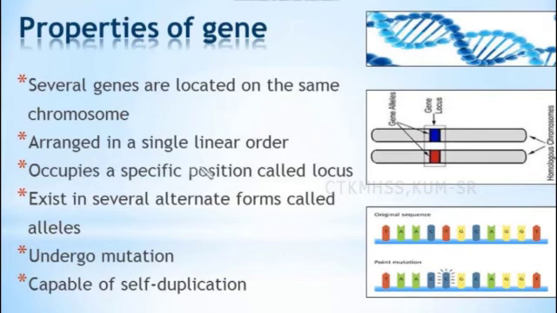It occupies a specific position called locus. So, they occupy a particular position, that is called locus. It exists in several alternate forms called alleles. So, an alternate form of the gene is called an allele. I think I have told you all these things before. It also undergoes mutation. Mutation means a sudden change which occurs in the gene.